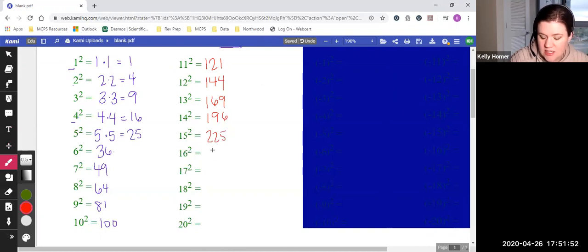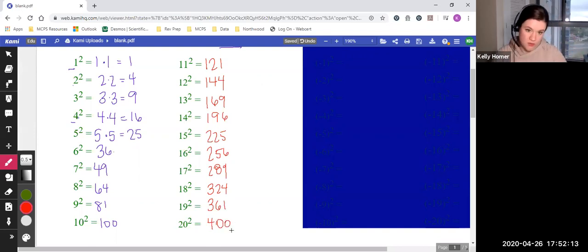16 times 16 is, oh my gosh, I just lost it for a second. 256, sorry, brain for a second. 17 times 17 is 289. 18 times 18 is 324. 19 times 19 is 361. And finally, we have 20 times 20, which is 400.